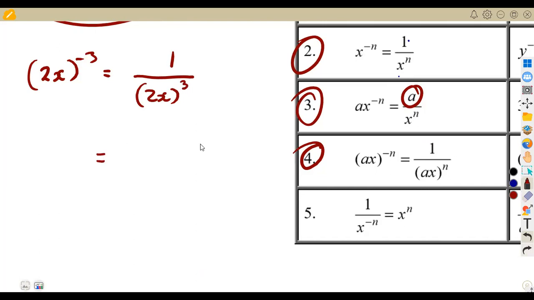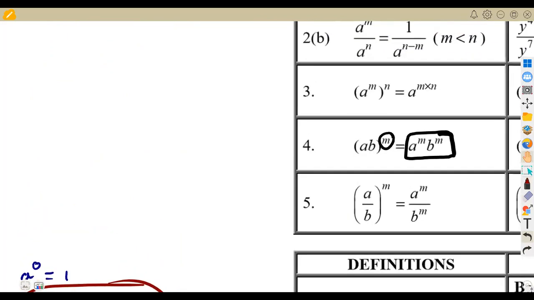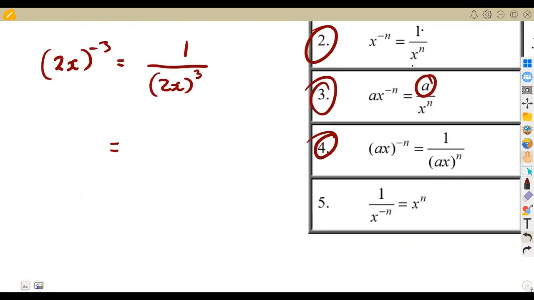But we can simplify. Remember, we said if you're having a bracket raised to a certain exponent, it means everything will be raised to that exponent. Still remember from our earlier example. So it means we are going to raise everything this time to the exponent of 3. So it's going to be 1 over 2 raised to the exponent of 3, so it will be 2 to the exponent of 3, x also to the exponent of 3.